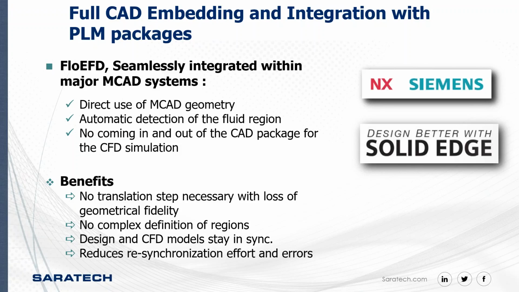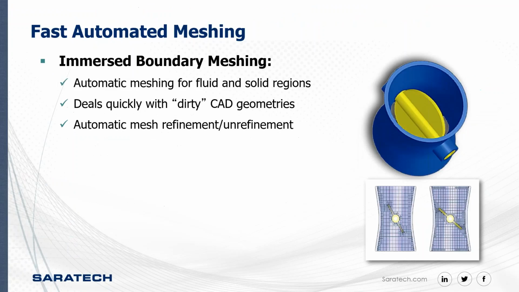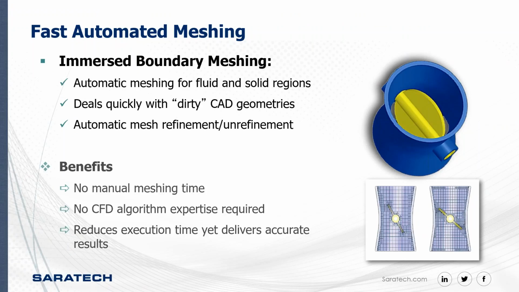So we're integrated within the CAD system. Another one that we're going to be talking a little bit about is our immersed boundary meshing. We have some really advanced meshing technology in Flow EFD. Again, I'll be showing you during the demonstration, but overlapping geometry is not a problem. Manual meshing time is reduced, and it's really designed to be a non-expert tool for CAD designers to use. Okay, and automatic meshing is a big part of that.